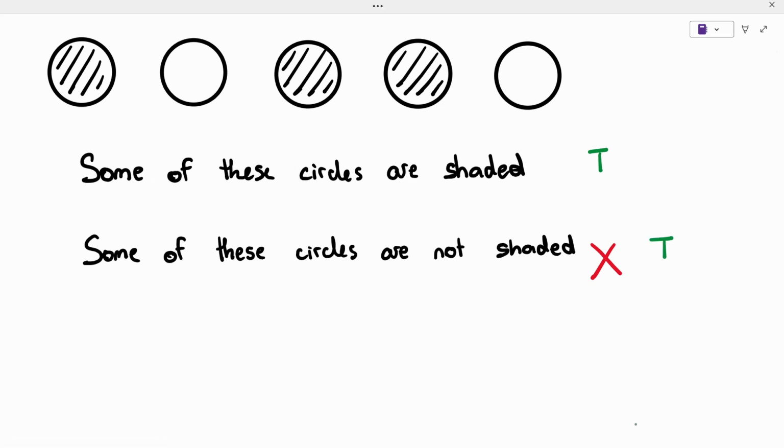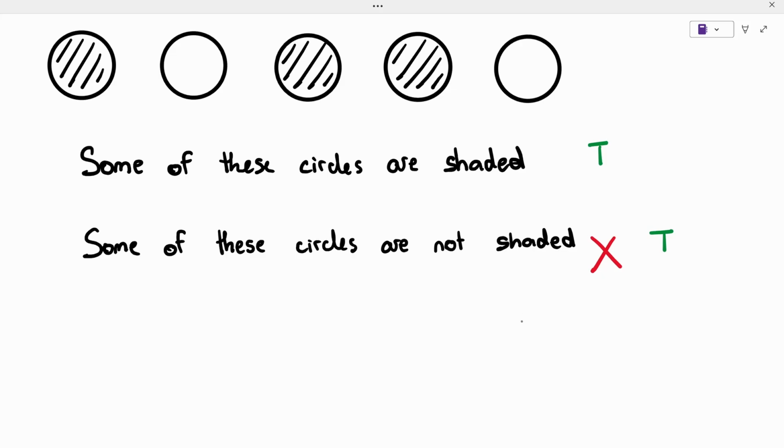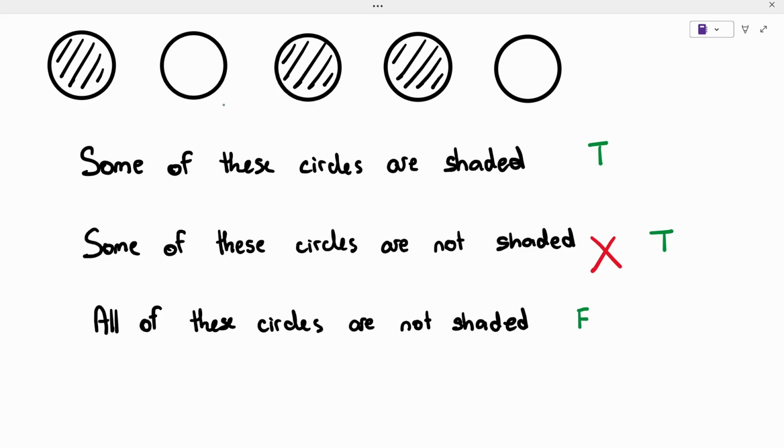When we are negating a statement, we want our negated statement to output the opposite truth value. So we need to come up with a statement that is false. And the way we do that is by saying all of these circles are not shaded. That is, of course, false because there are some circles that are shaded. Another way we could say that is that no circle is shaded, which is, of course, a false statement because we have circles that are shaded.